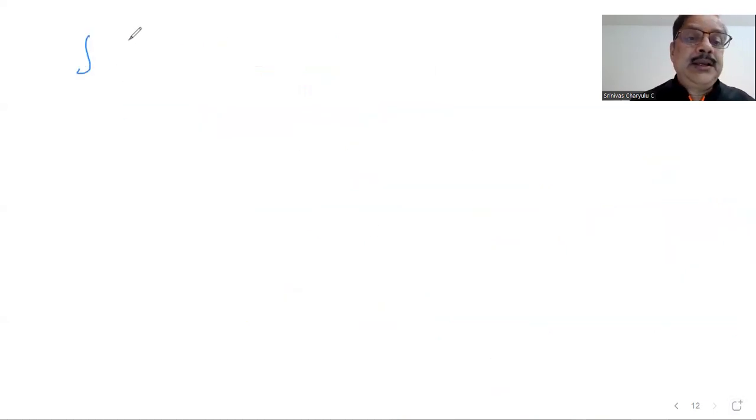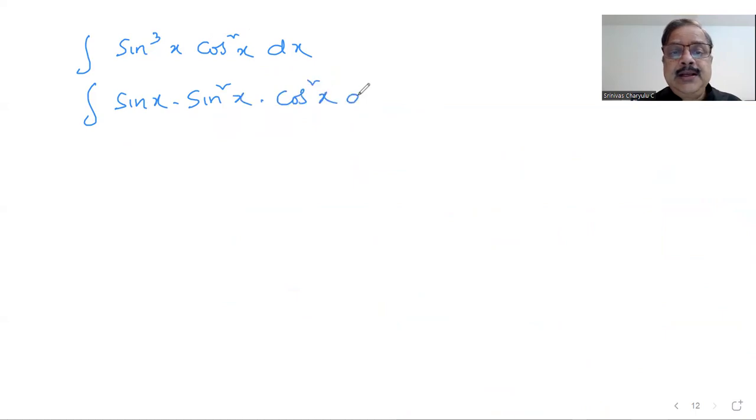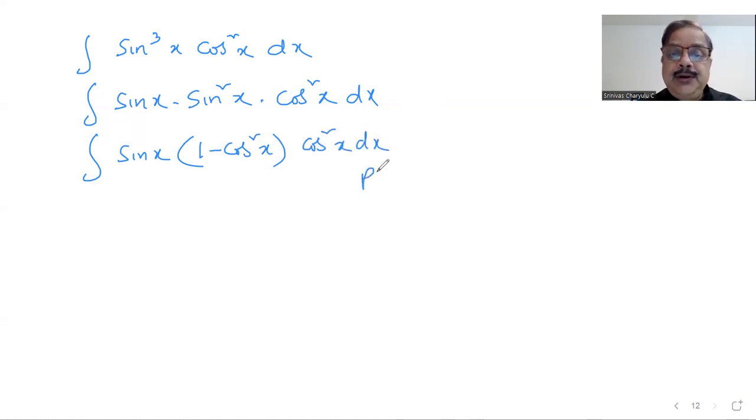Integral sin cube x cos square x dx. In this sum also we use a special technique. Sin cube x you split into sin x into sin square x, then cos square x dx. Then sin x as it is, write down. Sin square x, you remember, is 1 minus cos square x. I don't want to write it again; you must be knowing this. Cos square x dx. Put cos x is equal to t now.